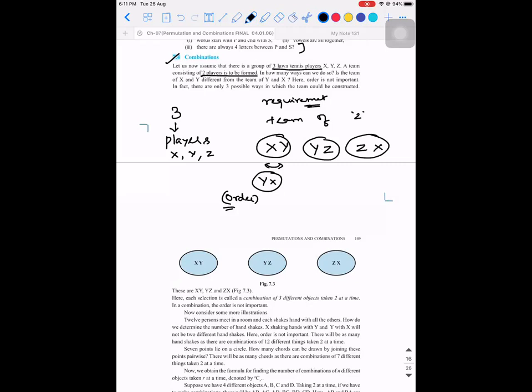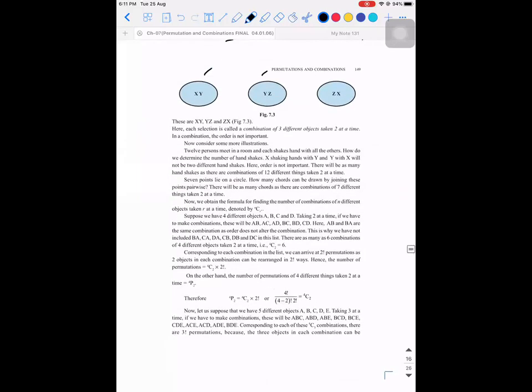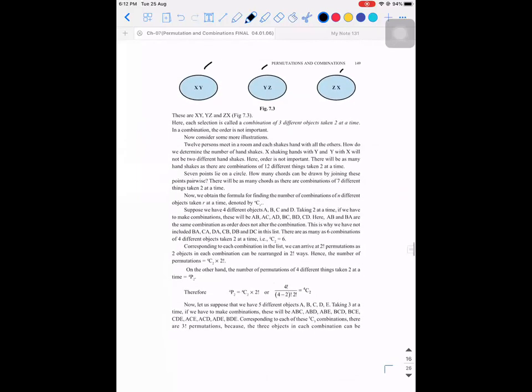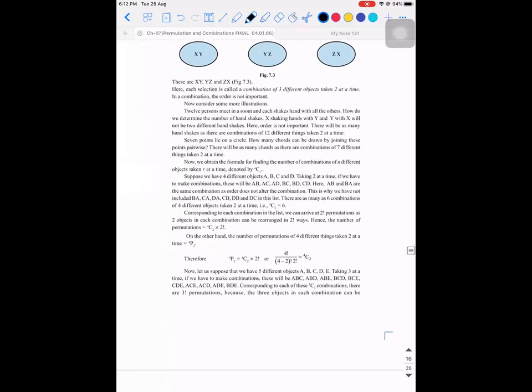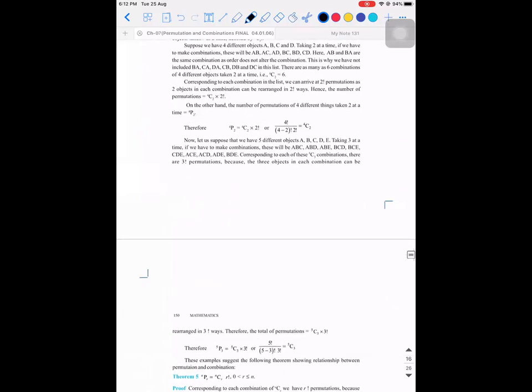Right. So here order is not important. That is what happens in combination. Whereas in permutation, what is important? It is the order that is going to be important. So you got 3, right? Now let me tell you one thing. When you talk about permutation, now I'm going to create a relation between permutation and combination.